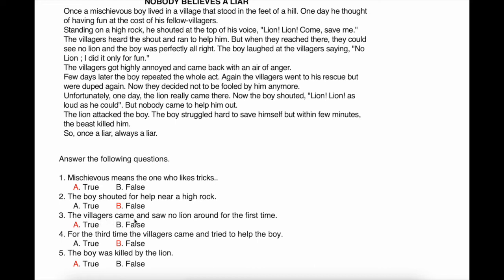The villagers came and saw no lion round for the first time. That's true. For the third time, the villagers came and tried to help the boy. That's false, because they didn't come for help. The boy was killed by the lion. That's true, because the lion attacked and the beast, that means the lion, killed him.